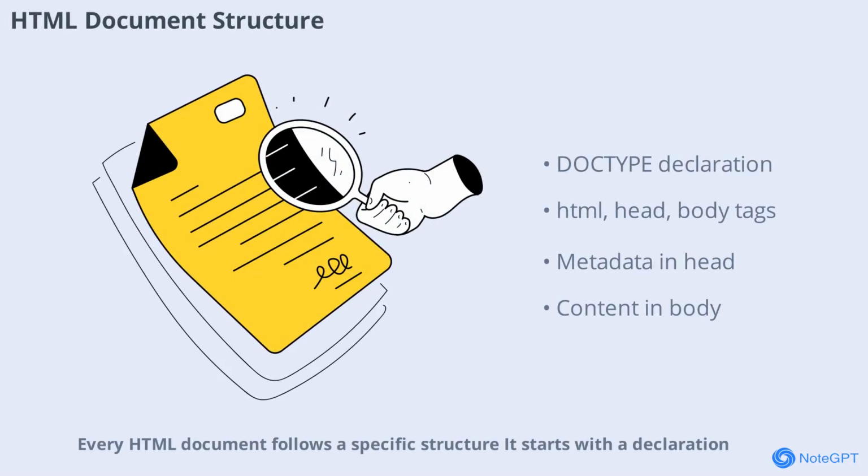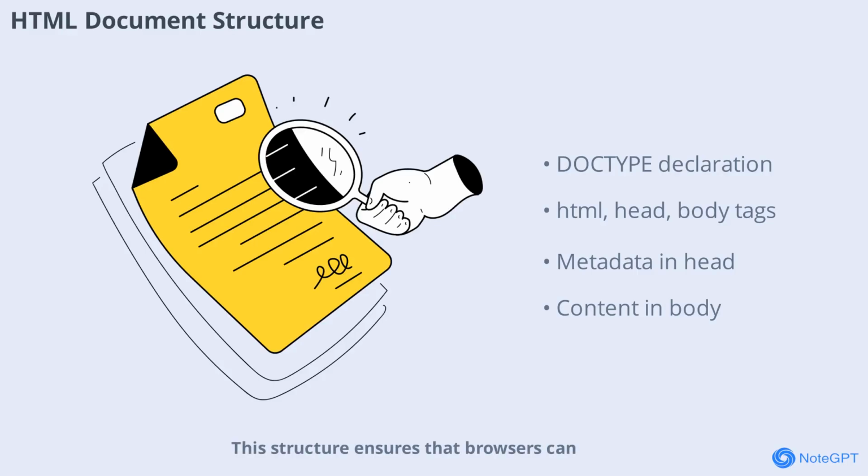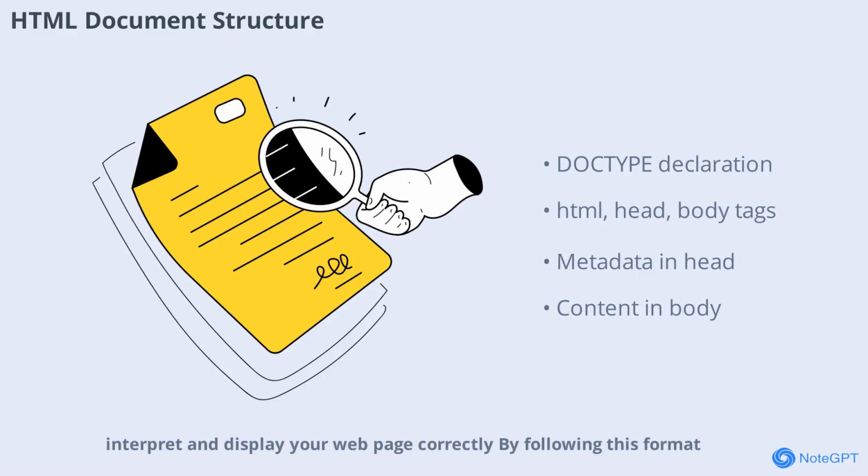Every HTML document follows a specific structure. It starts with a declaration, followed by the HTML, head, and body tags. The head contains metadata such as the page title and links to style sheets, while the body holds the visible content. This structure ensures that browsers can interpret and display your web page correctly. By following this format, you create a solid foundation for your website, making it easier to maintain and expand in the future.